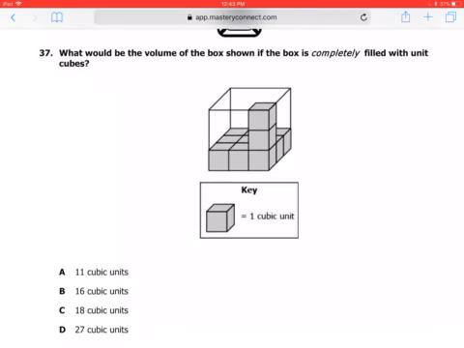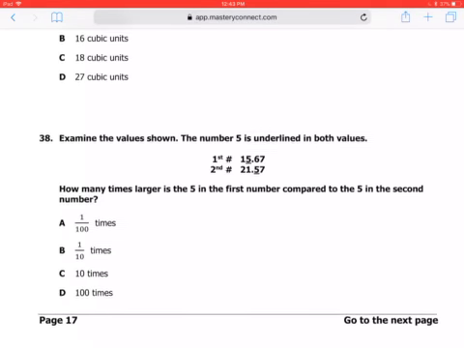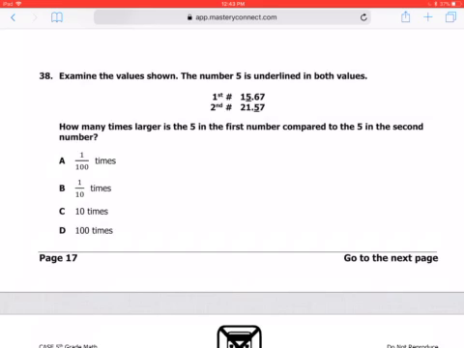37. What would be the volume of the box shown if the box is completely filled with unit cubes? 38. Examine the value shown. The number 5 is underlined in both values. How many times larger is the 5 in the first number compared to the 5 in the second number?